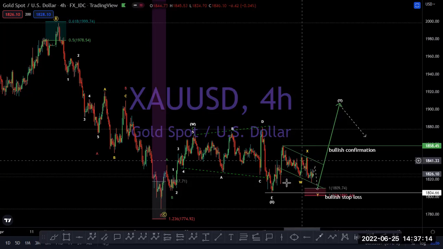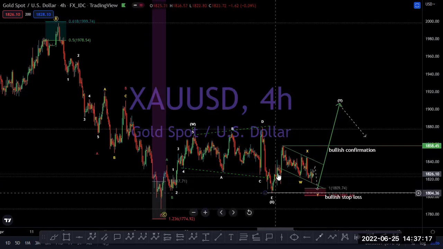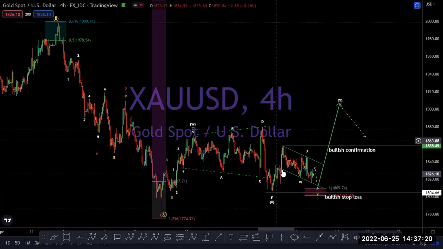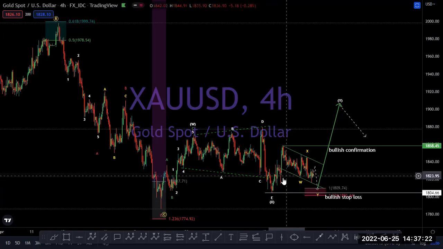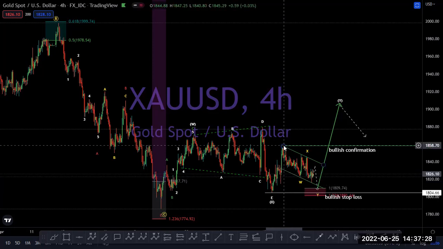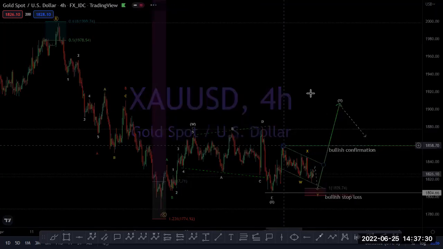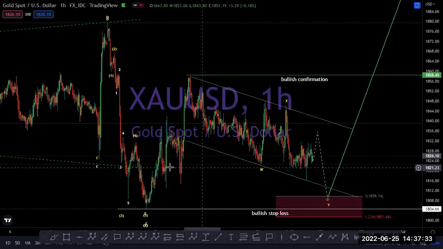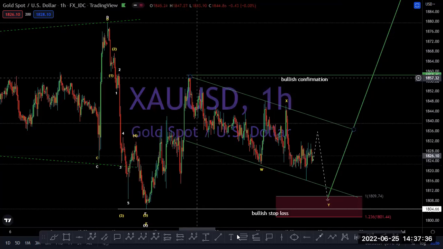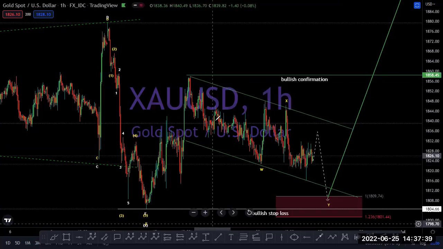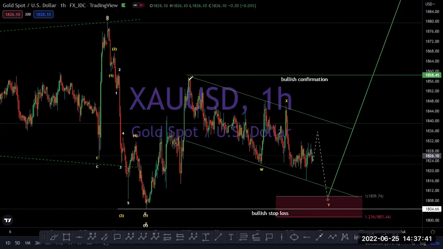And last week, I expected the gold to give us a sharp move from here. As a matter of fact, I bought gold around this zone. Then I saw this move, and let me go to 1 hour. On 1 hour, we see it clearer. So I bought gold around here. When I saw this move, I was expecting gold to give me something like A, B, C, and then continue buying. What happened? It didn't happen like that. Rather, it keeps going lower.